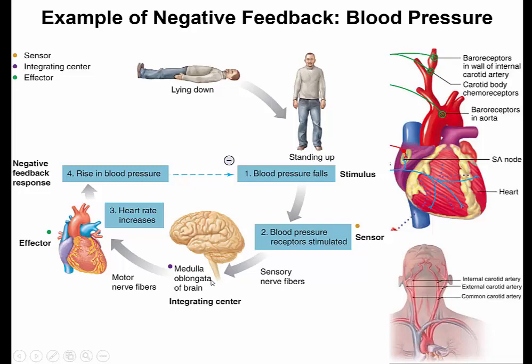The medulla oblongata goes, oh, we have a decrease in blood pressure, so let's elicit responses to increase blood pressure. It sends a signal to the heart to increase heart rate, increase force of contraction. It's also going to send signals to vasoconstrict blood vessels, and both of those are going to cause a rise in blood pressure, which is going to bring the blood pressure back to normal. So it's negative feedback. Original stimulus, a decrease in blood pressure. Response to the body, increases blood pressure back to normal.